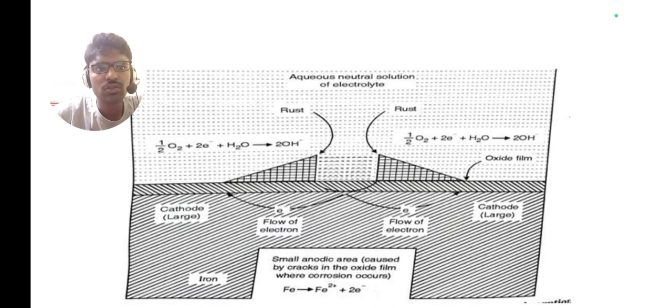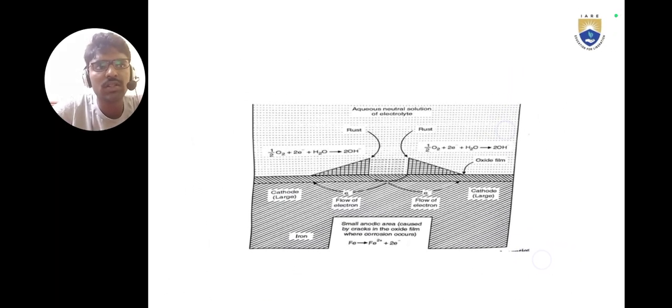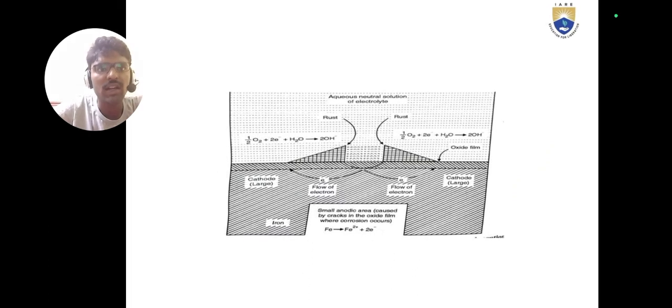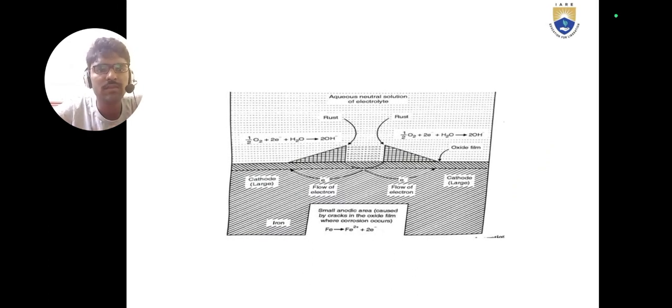So 0.5 oxygen molecule plus 2 electrons plus H2O gives rise to 2OH minus. So the cathode is large here, and flow of electrons takes place such that Fe gives rise to Fe2+ plus 2 electrons. So an iron oxide thin film is formed on the surface of the metal. So here the anode is small and the cathode is large. So let us dive more into the topic.